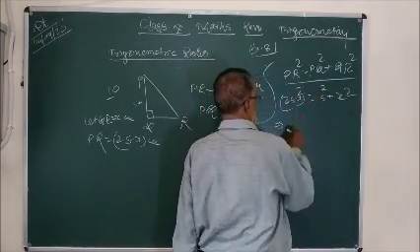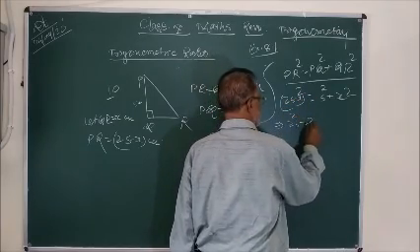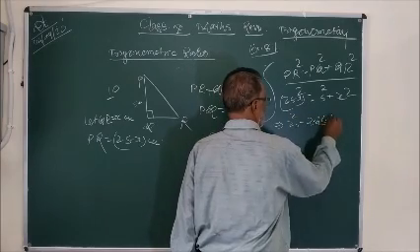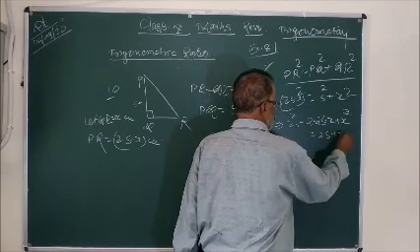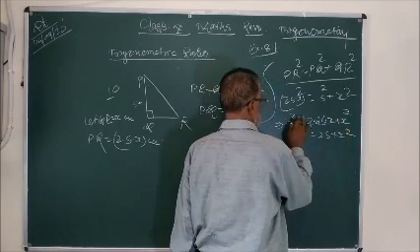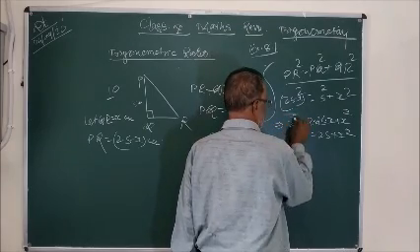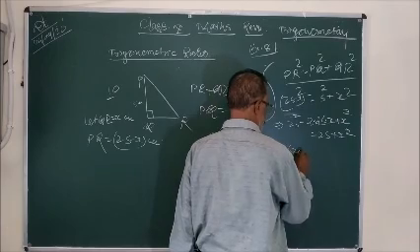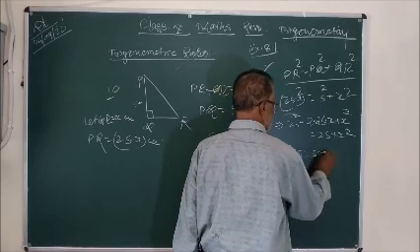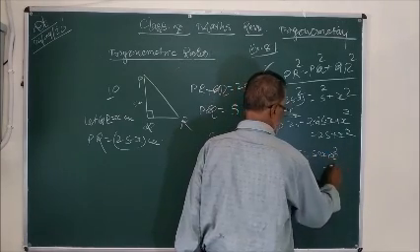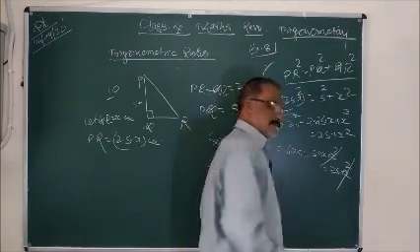(A minus B) whole square. A square means 25 square, minus 2AB, 2 into 25 into X, plus X square, is equal to 25 plus X square. So this will be 25 square, which you should know is 625, and this will be minus 50X, and this will be plus X square. This is equal to 25 plus X square. This X square will be cancelled. Is it understood?